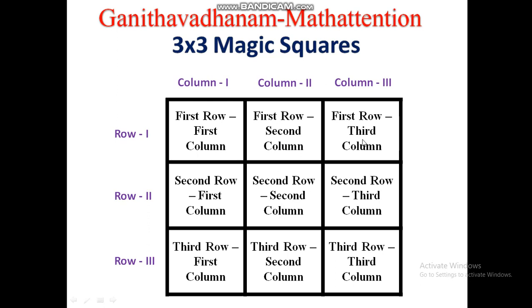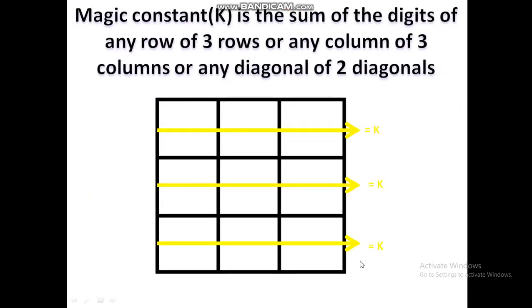In the same way, it is the 1 by 3 box. It is the 3 by 2 box. This is 3 by 1, third row, first column. In the same way, it is the 3 by 3 box.